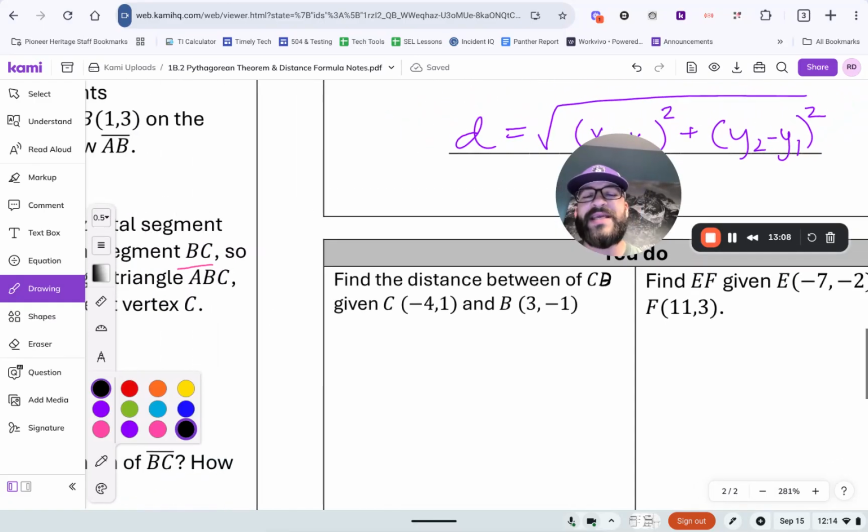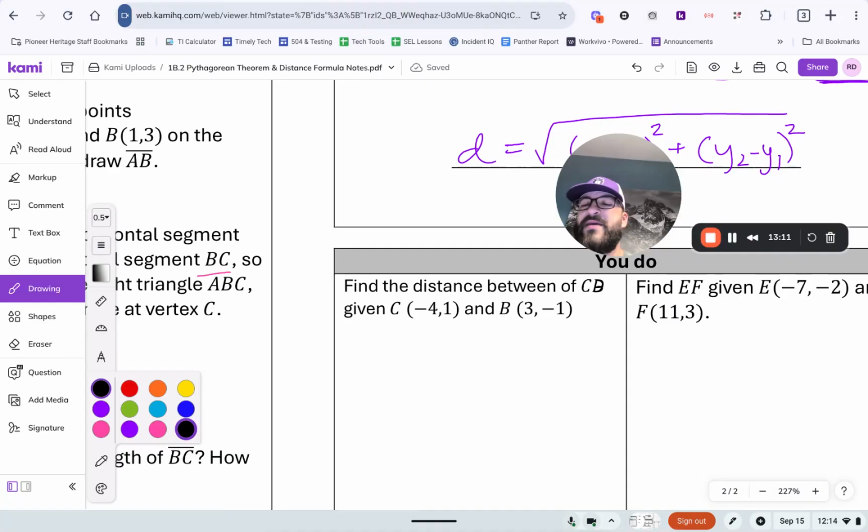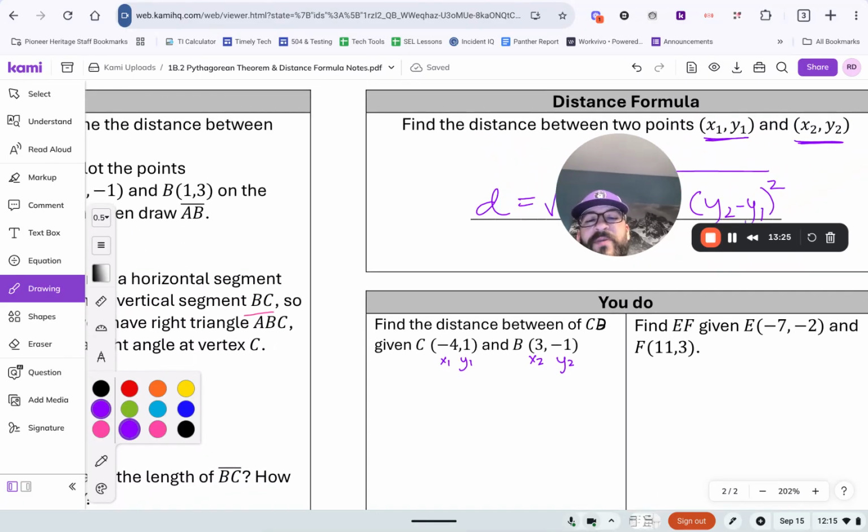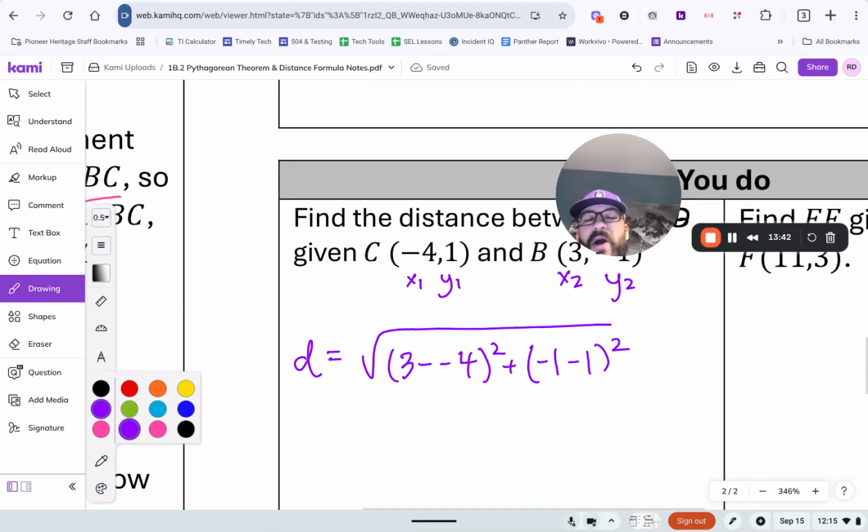Given the point C (-4, 1) and the point B (3, -1). So just so we are all on the same page, C we're going to treat as our x1 and y1, and B we're going to treat as our x2 and y2. And then we can go ahead and set up our distance formula. So the distance is equal to the square root of (3 minus negative 4) squared plus (negative 1 minus 1) squared. Now, a few important things to note.